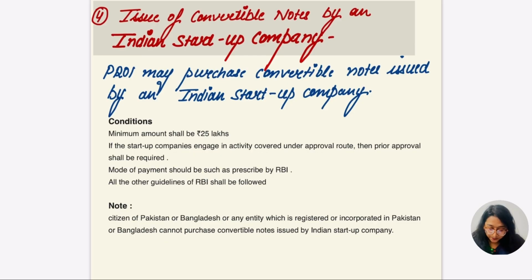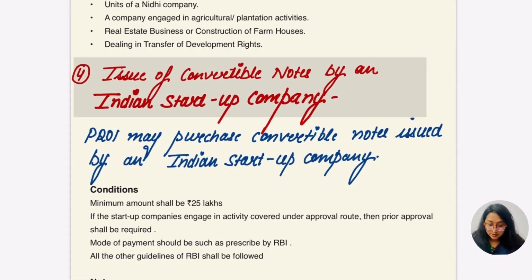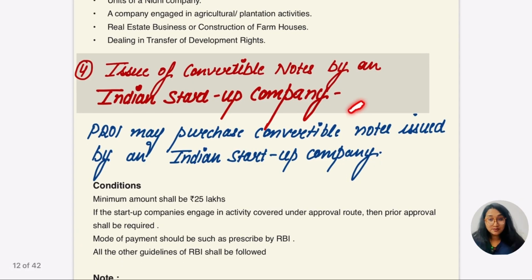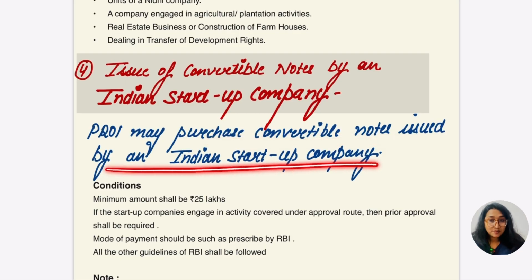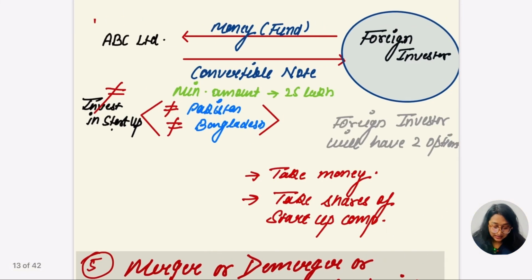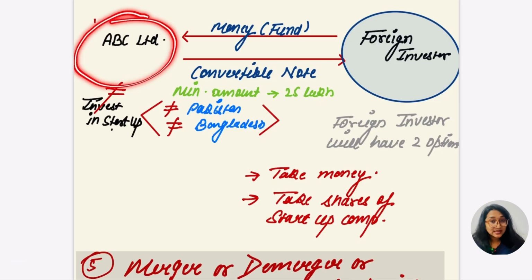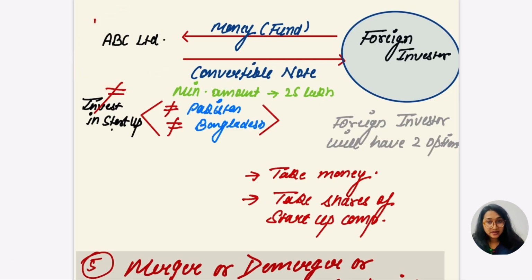Okay, so let's go for the fourth part where I've written issue of convertible notes by an Indian startup company. Let me read it once and then we'll get to know about this with an example. So PROI, person resident outside India, may purchase convertible notes which are issued by an Indian startup company. So here with the example, let's understand. Here I have taken ABC Limited, which is the Indian startup company. Now this Indian startup company definitely needs money.